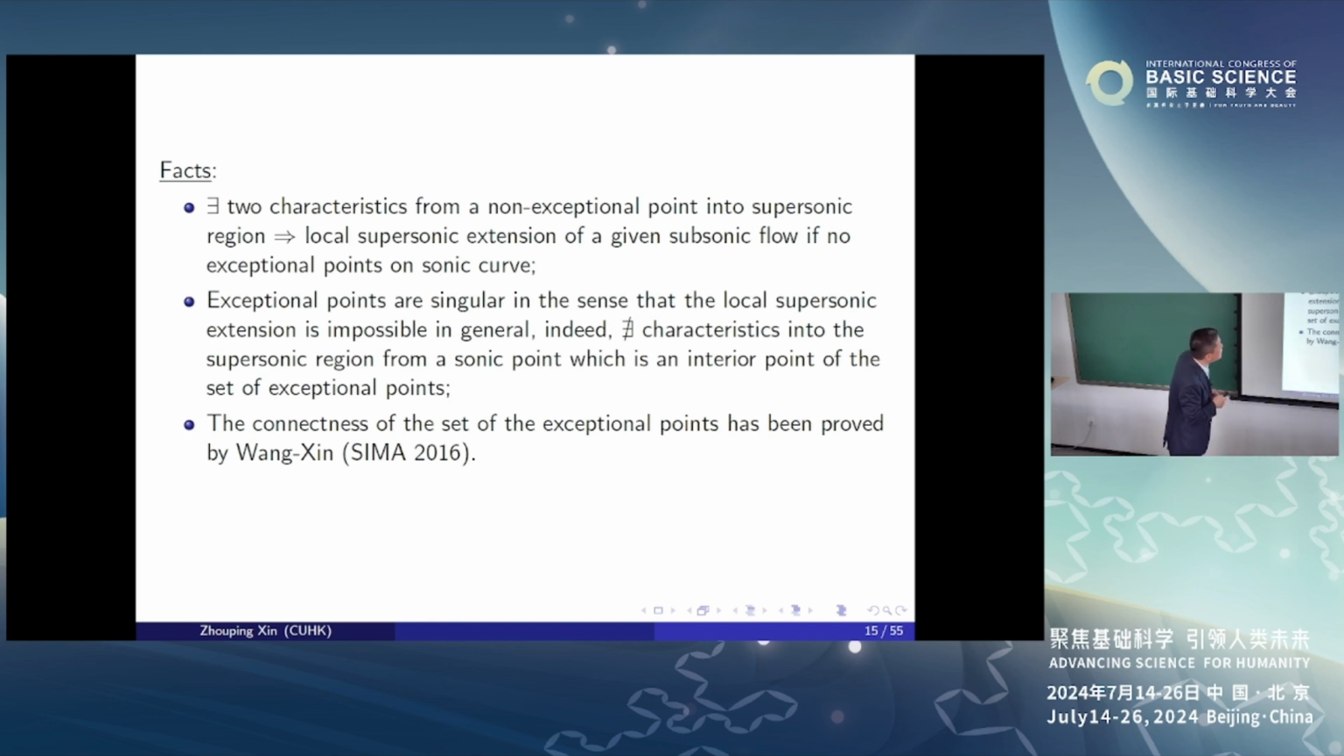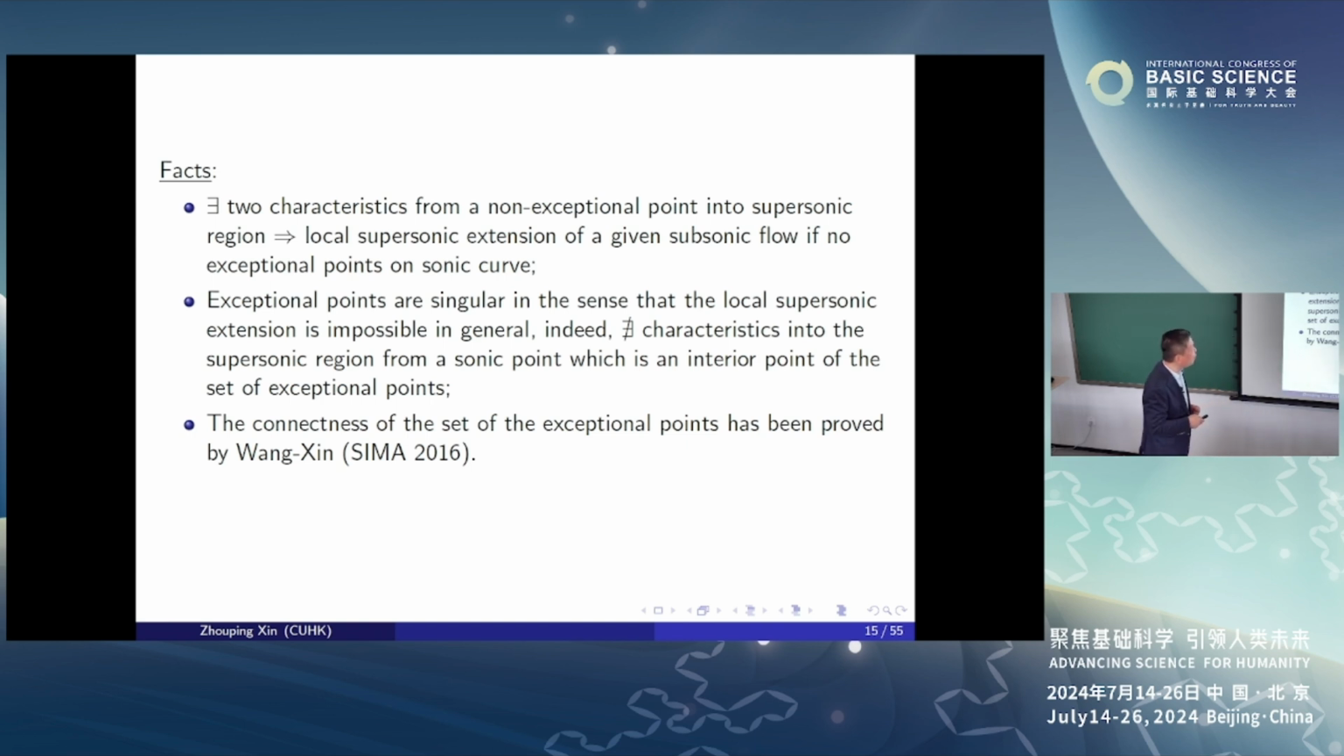However, this is singular in the sense that the local supersonic extension is impossible in general. Indeed, there are no characteristics in the supersonic region from the sonic point, which is in the interior of these exceptional points. So if we have a set of exceptional points in the interior, no characteristic grows out to the supersonic region. In this case, you can prove there is no unique extension. So this tells you the sonic curve structure is very important. Otherwise, if we have just a local extension from subsonic to supersonic, a smooth transition is possible.